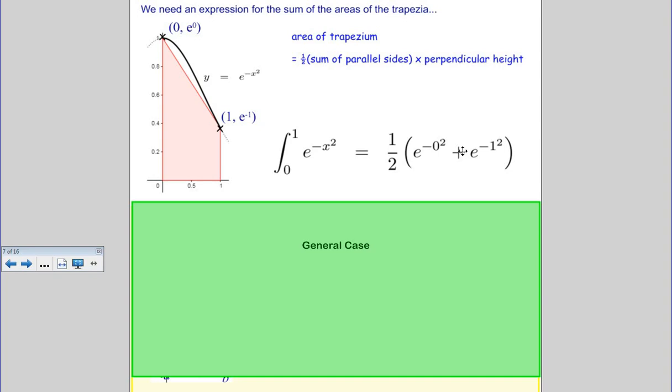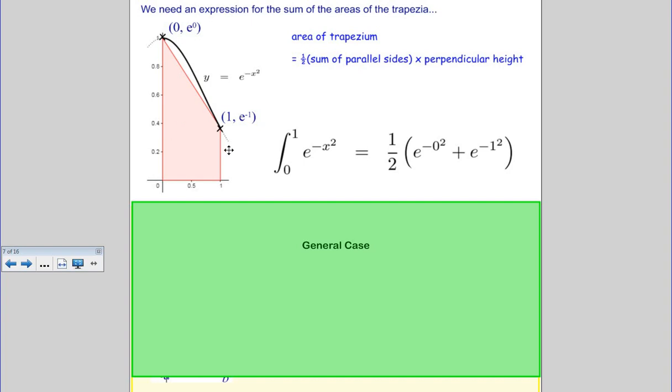Here's our example. We're using y is e to the negative x squared, and we're integrating from 0 to 1. We're going to use a single trapezium here. So remember the singular is trapezium and the plural is trapezia. We find the area of a trapezium, if you remember from GCSE, by doing half the sum of the parallel sides multiplied by the perpendicular height.